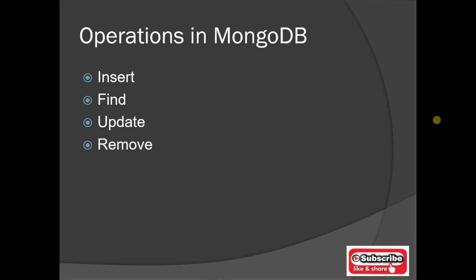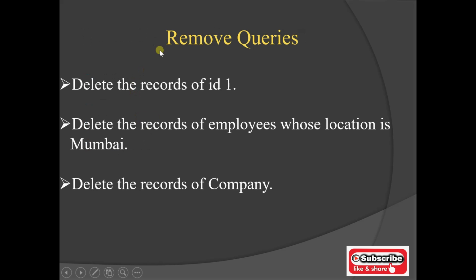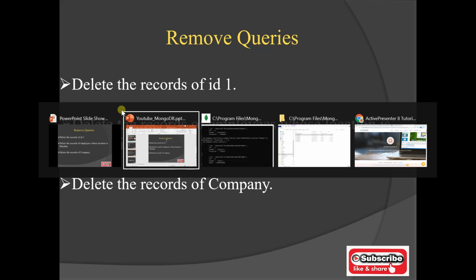We all know that there are 4 operations that can be executed in MongoDB: insert, find, update and remove. Already we have seen how to insert documents in the collection, how to retrieve data from the database, how to update the documents which are present in the collection, and here I will show you how to delete a particular document from the collection in MongoDB. So I will show you how to execute some queries in MongoDB. Already I have created one collection, company, and from that collection I will show you how to delete some documents.